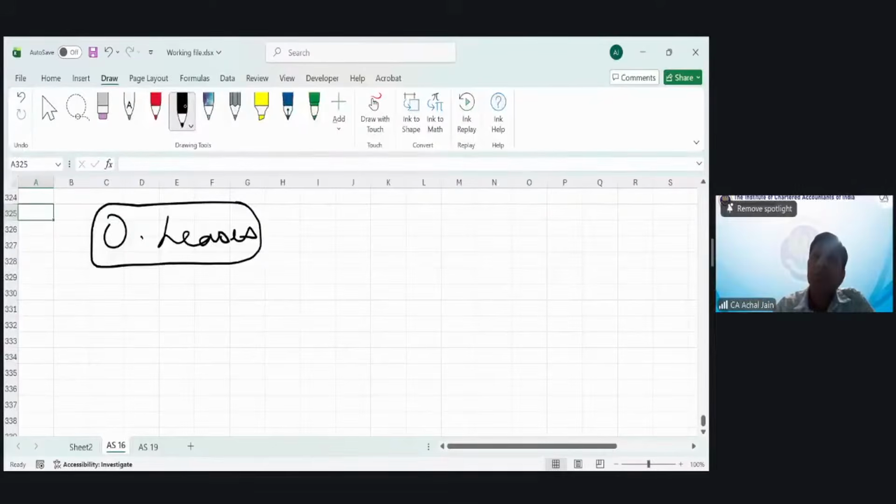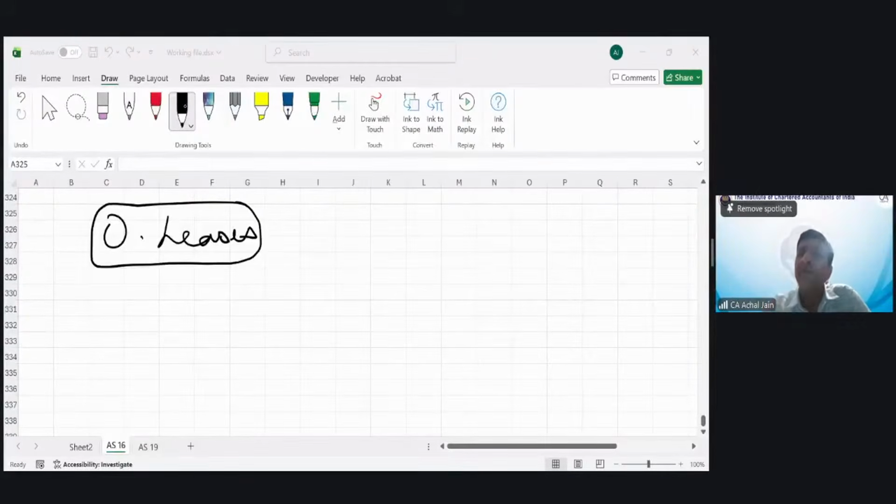Okay. What is an operating lease? Can you tell me? What is an operating lease? Which is not a finance lease, is an operating lease. Very good. So it's very simple. You assess. If you find out that the lease is not a finance lease, you will call it as operating lease. The other point is that it's a lease wherein the risk and rewards are substantially not transferred to the lessee. So that's the way to look at it.